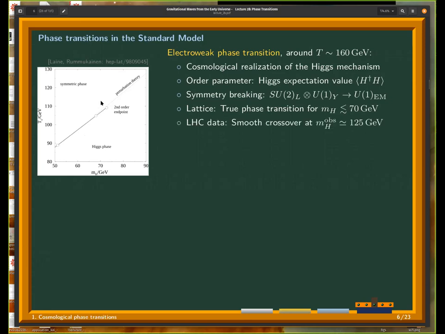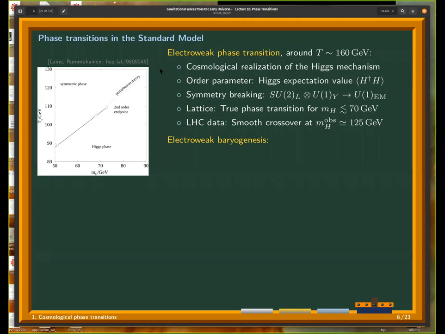However, for the observed value of the Higgs mass, which is around 125 GeV, that's what we know from the discovery at the LHC, we are not even in this plot anymore. So the Higgs mass is somewhere up here. And in this case, we don't find a first order or a second order phase transition. In that case, the electroweak phase transition is actually a smooth crossover where none of the physical observables varies discontinuously. So that's a pity in a sense, because if it's not a first order phase transition, we cannot hope for a strong gravitational wave signal from the electroweak phase transition, at least not in the standard model.